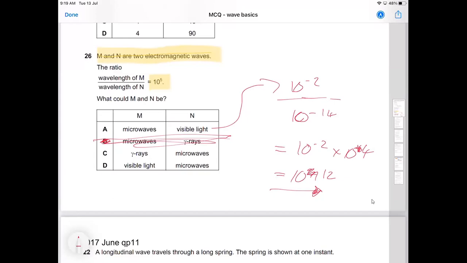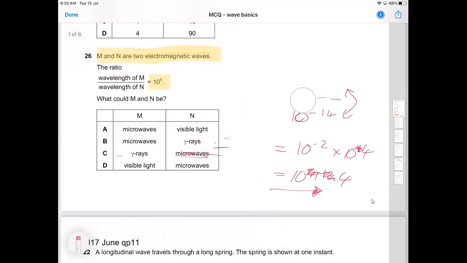Then you can take gamma over micro. Gamma over micro is literally going to be the inverse of this, and the ratio is literally going to be the inverse, which means that this is going to be a negative 12, a negative 4, based on our previous calculation. So C is out. And then you can do visible over micro and see what you get there. Visible over micro is also going to give you a negative number. So that won't work. So the answer in this case is A.